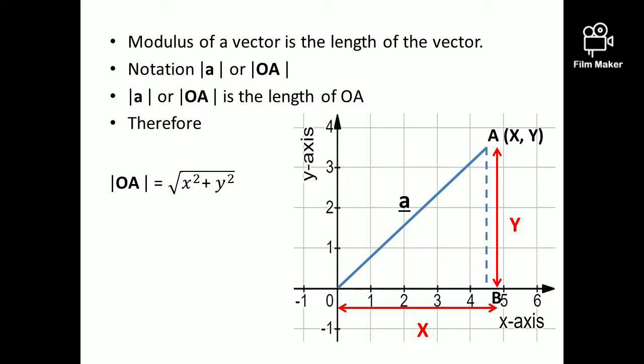Then, if you want to find the length of OA or the modulus of OA, you can simply apply the rule you learned in the previous slide, that is, the modulus of OA equals the square root of x squared plus y squared. Remember, children, this equation is used only if the vector starts from the origin. For other kinds of vectors, we use the formula where the modulus equals the square root of the whole of x squared plus y squared, as already found. Hopefully you understood this concept.